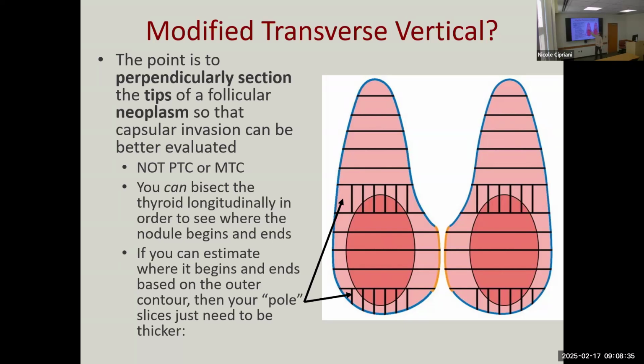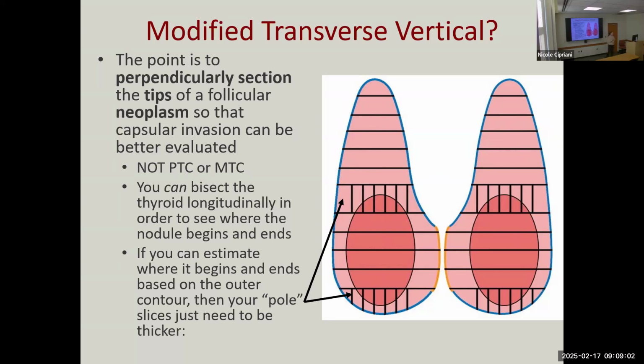Otherwise, if you can get your polar sections perpendicularly, that is the most important outcome as opposed to how you got there. But there's been some papers documenting this approach because you might not know where these poles are based on the outer contours of the gland. That's the only reason to do this. Does that make sense? That's it. There's no other reason except for you to make sure that you can get these perpendicularly.